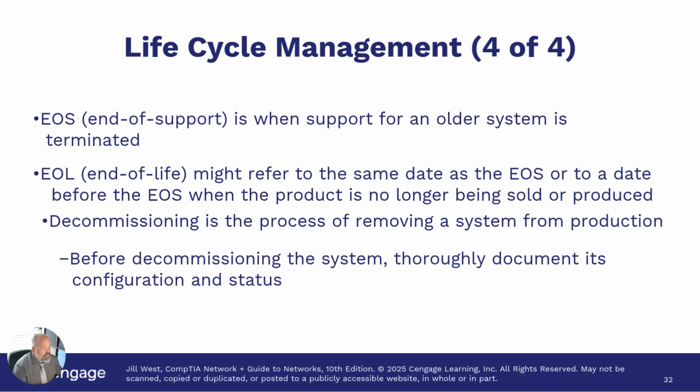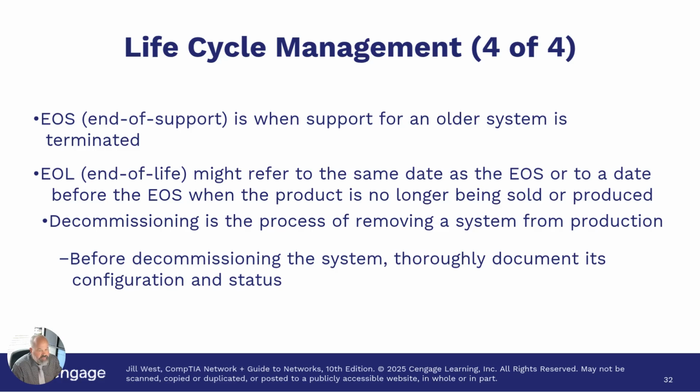All good things must come to an end, with the life cycle. And we've got more acronyms, believe it or not. We've got EOS, which is end of support. This is when your vendor stops providing support for a product. It's like when your car warranty expires. EOL is end of life.